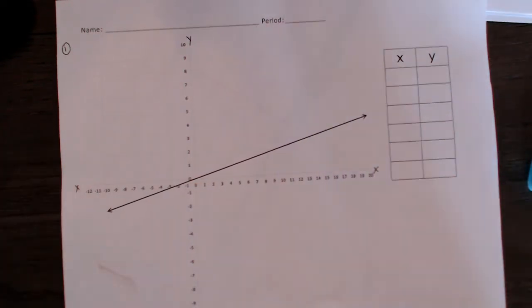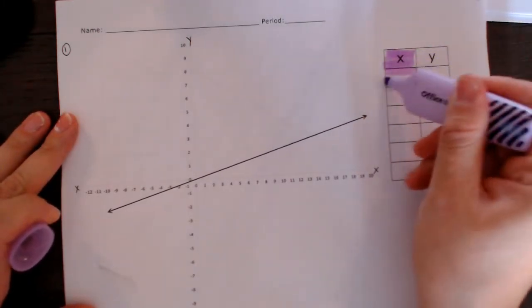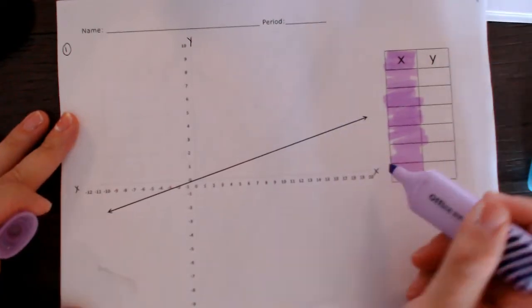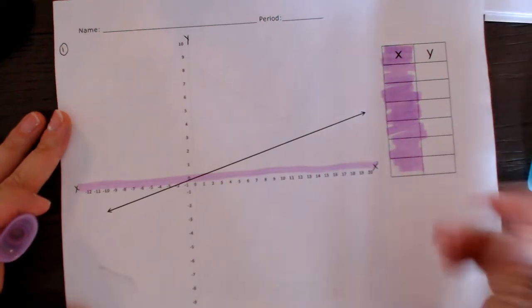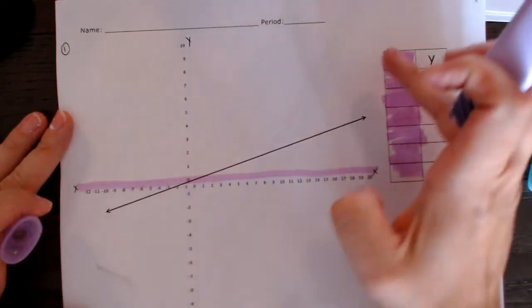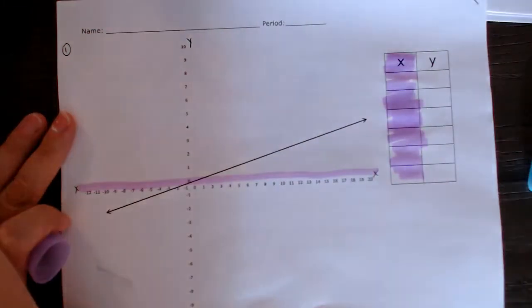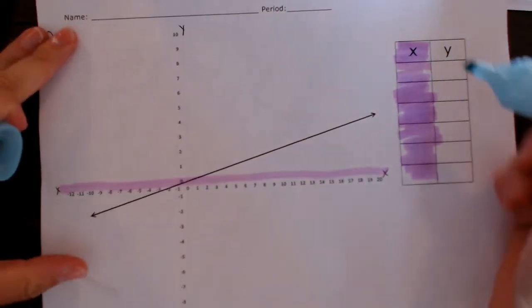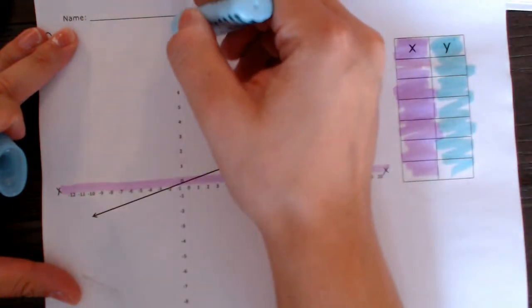But first I want you to match up your x's with this color. This is my color, whatever color you want to choose. This is my x line. So all these values are going to go here in this table, x with x. Now I'm going to use this blue one for my y. This is my y.